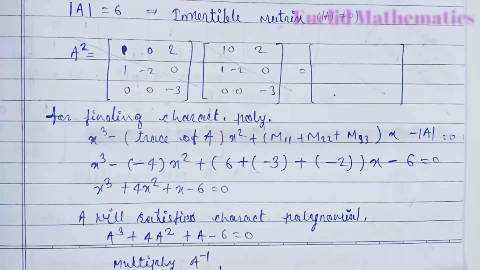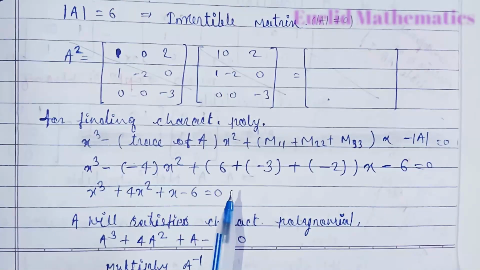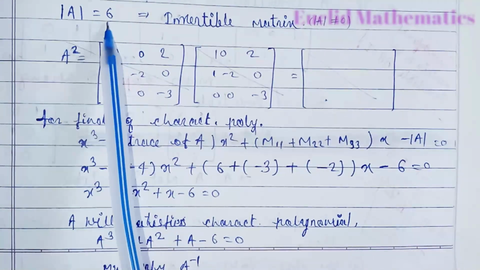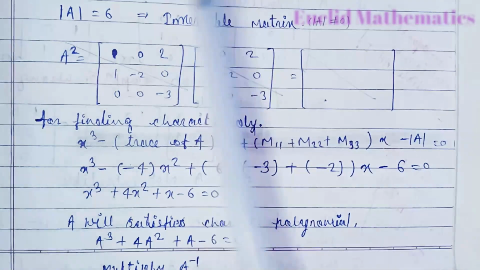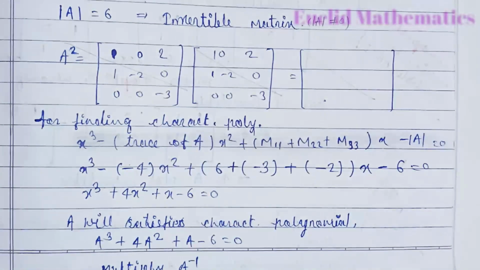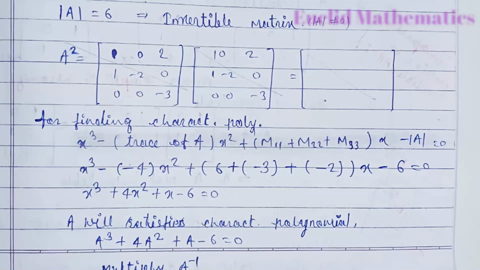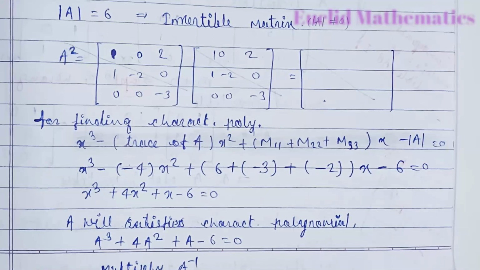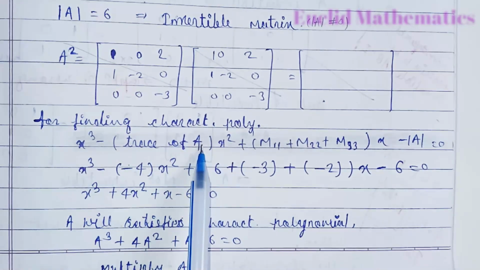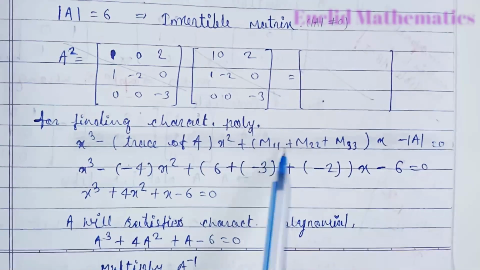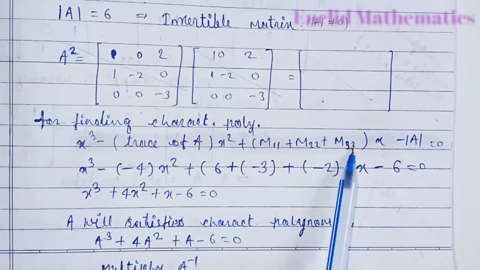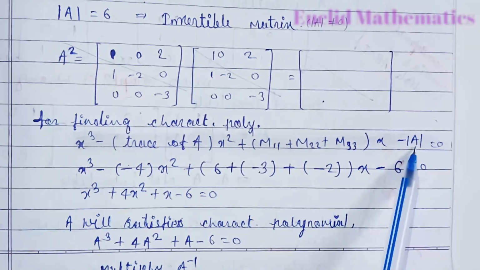So try to convert our polynomial into some characteristic type of equation. The determinant of the matrix is 6 here, that means the matrix is invertible, that means the determinant is non-zero. We know that our matrix is 3 by 3, and if the matrix is 3 by 3, then we use the characteristic polynomial x cubed minus trace of A times x squared plus m11 plus m22 plus m33 times x minus determinant of A, which is equal to 0.